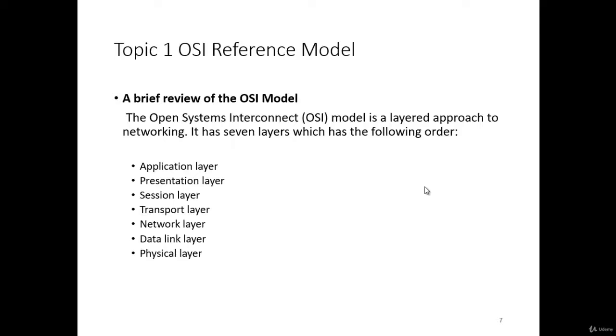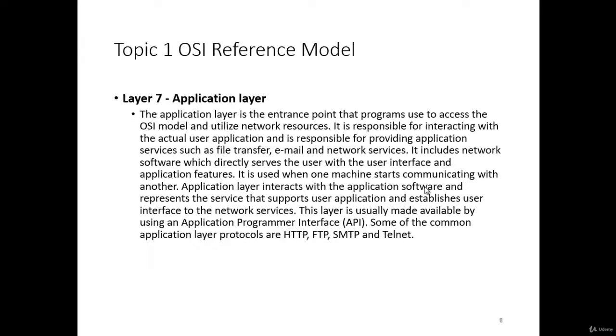A brief review of the OSI model. The Open Systems Interconnect model is a layered approach to networking. It has 7 layers which have the following order: application layer, presentation layer, session layer, transport layer, network layer, data link layer, and physical layer.